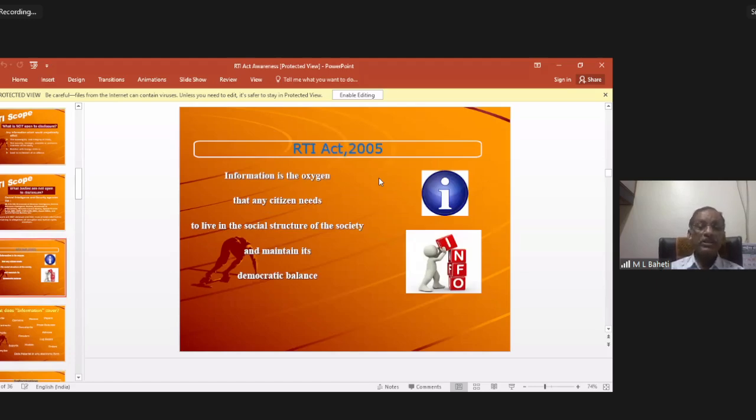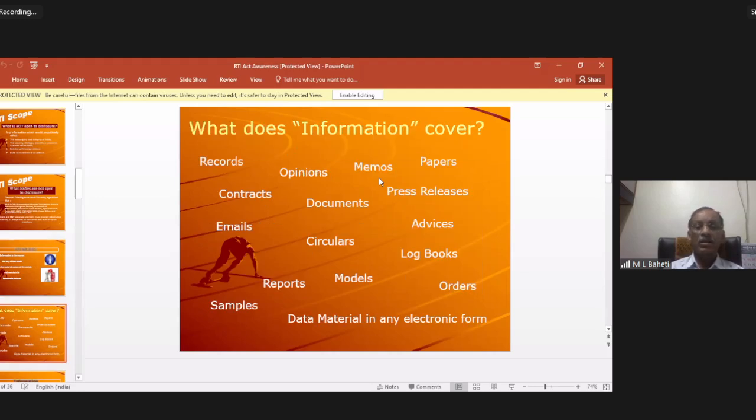Information is the oxygen that any citizen needs to live in the social structure of the society and maintain its democratic balance. Now, the definition of information is very exhaustive. It covers record, opinion, memos, papers, contract, document, press release, emails, circular, advices, logbooks, reports, model, orders, samples, or data or material kept in any electronic form also.